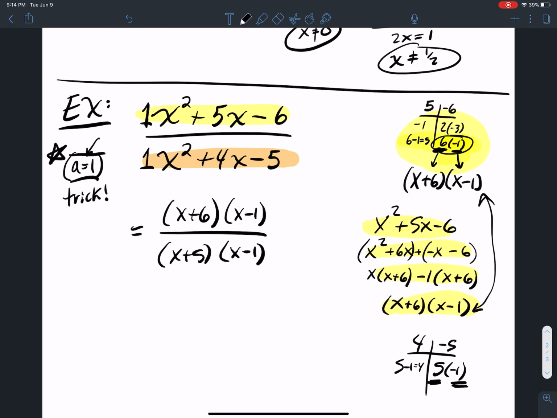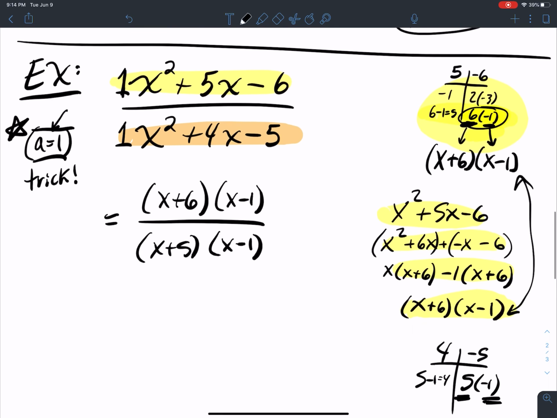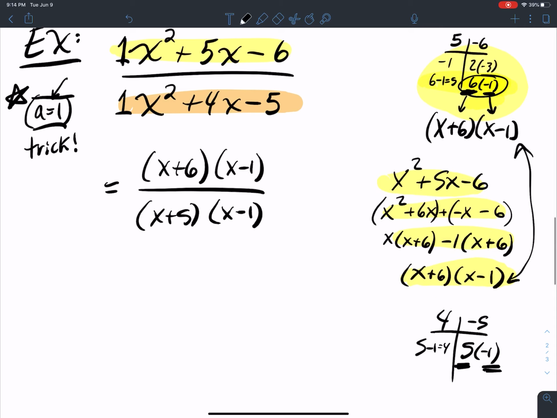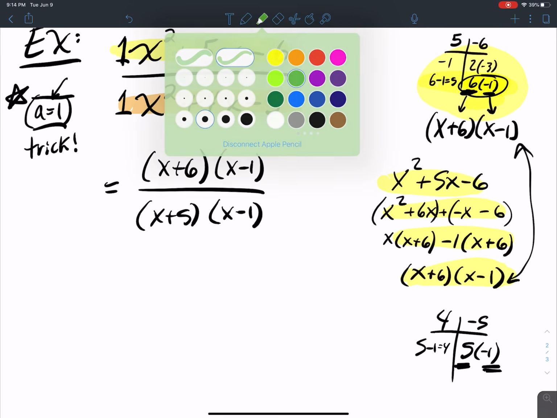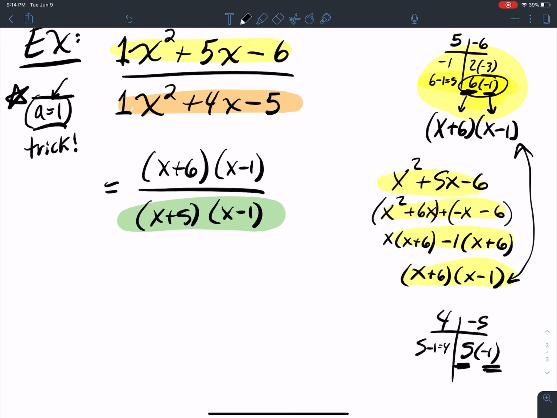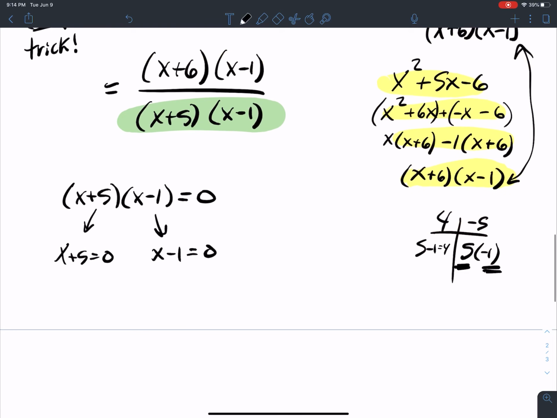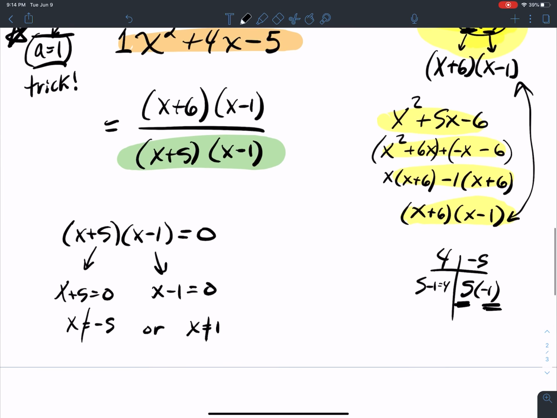Ooh, look at this. Now, before I simplify and cancel, I need to set the denominator equal to 0. So x plus 5 times x minus 1 equal to 0. And I do that, I get x plus 5 equals 0, or x minus 1 equals 0. And so x is -5 or x is equal to 1. Those are the restricted values. That's what I cannot have.